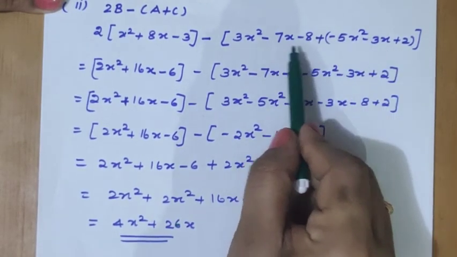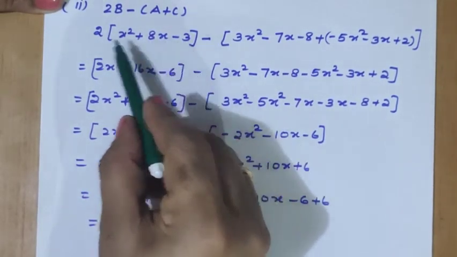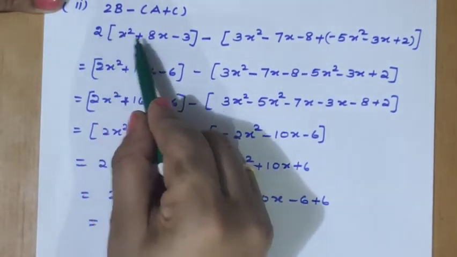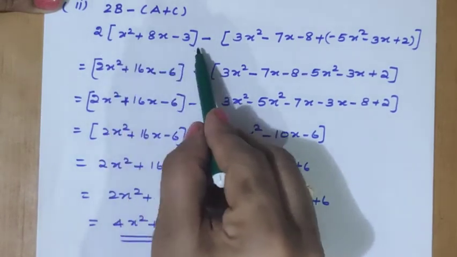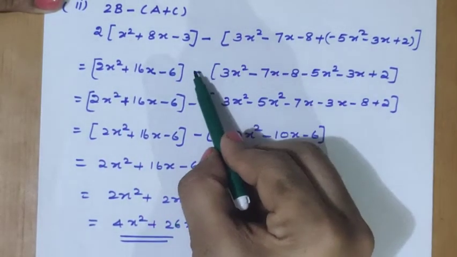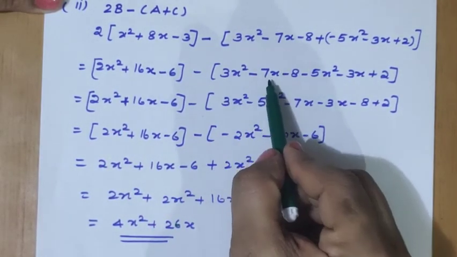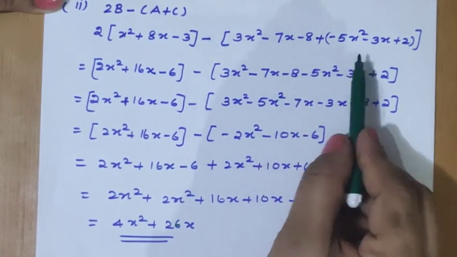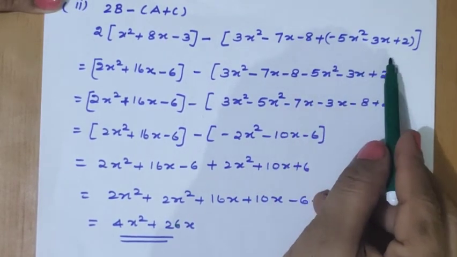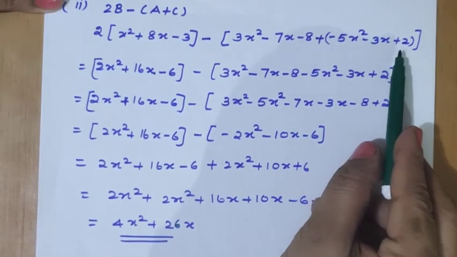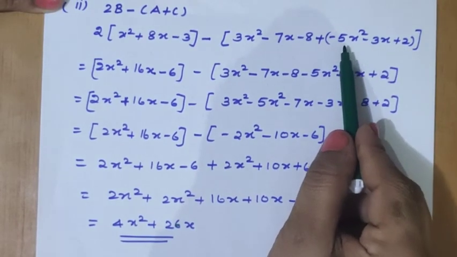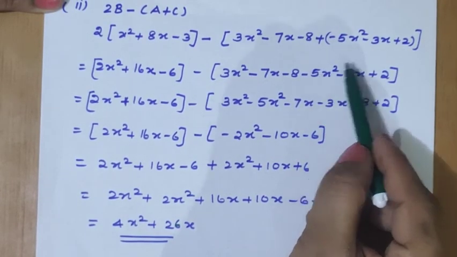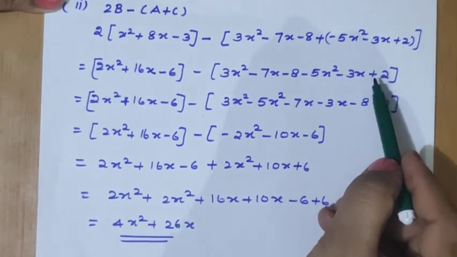Now here I am multiplying with the 2: 2 into x square is 2x square, 2 into 8x is 16x, 2 into minus 3 is minus 6. Now minus bracket starts, 3x square minus 7x minus 8, there is no change. For c, since it is a plus, you know that the term sign will not change. So we can repeat it with the same sign only: minus 5x square minus 3x plus 2 only.